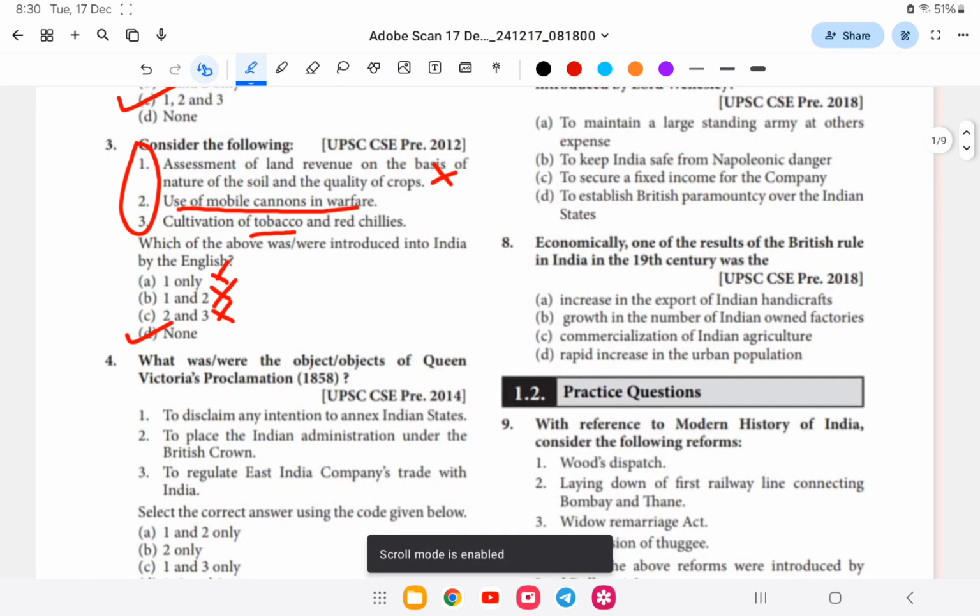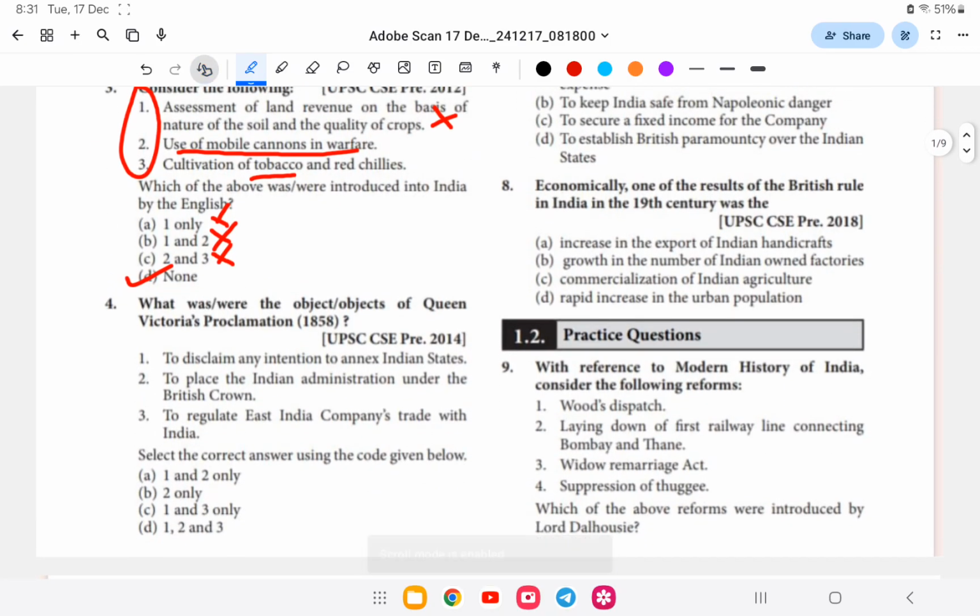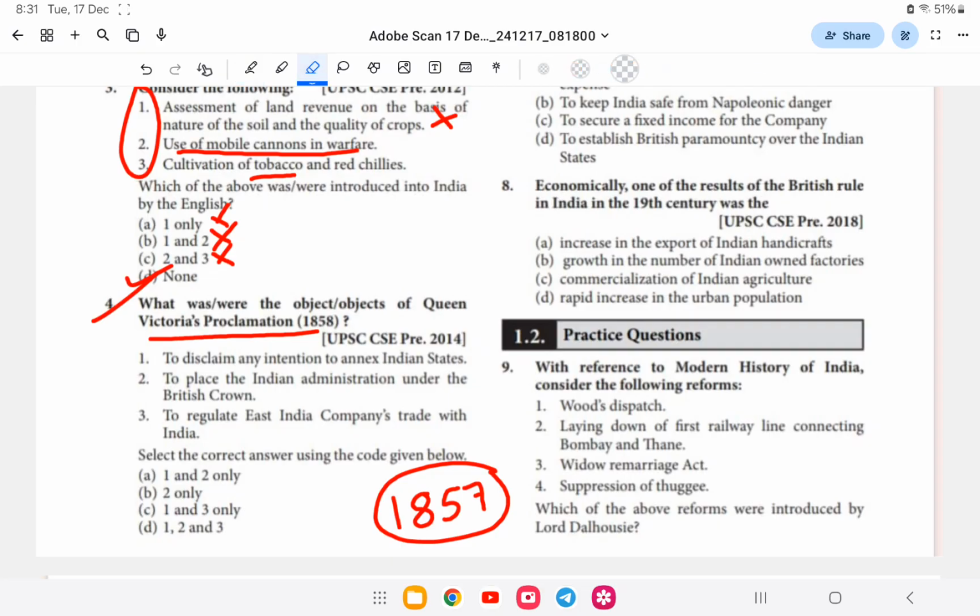Let us go to question number 4. What were the objects of the Queen's Proclamation of 1858? First of all, the Queen's Proclamation came after the Revolt of 1857. Because of the Great Indian Revolt of 1857, the total control of the East India Company passed under the British Crown through the Government of India Act and the Queen's Proclamation.